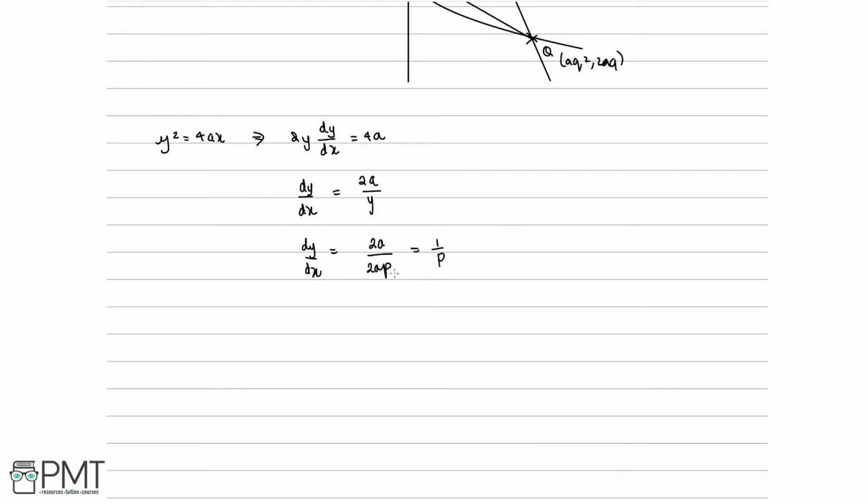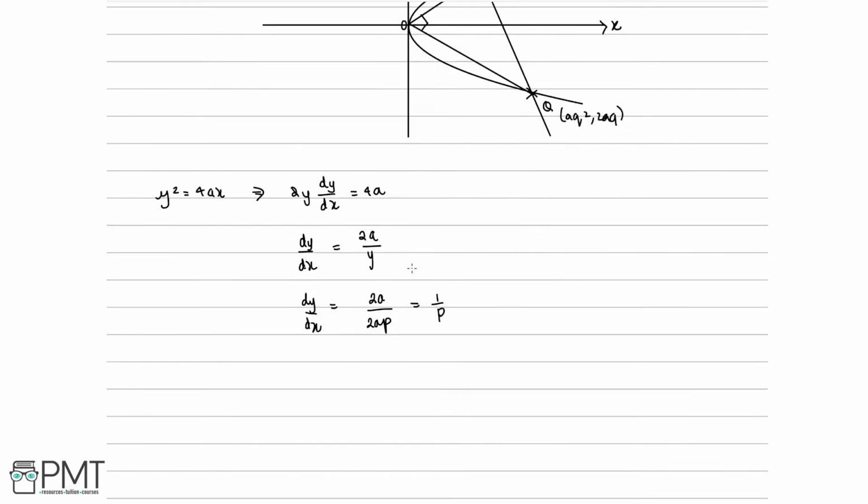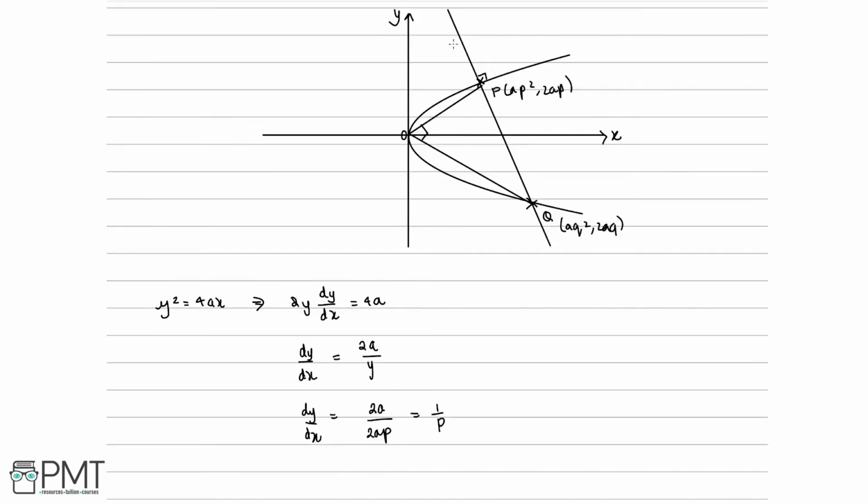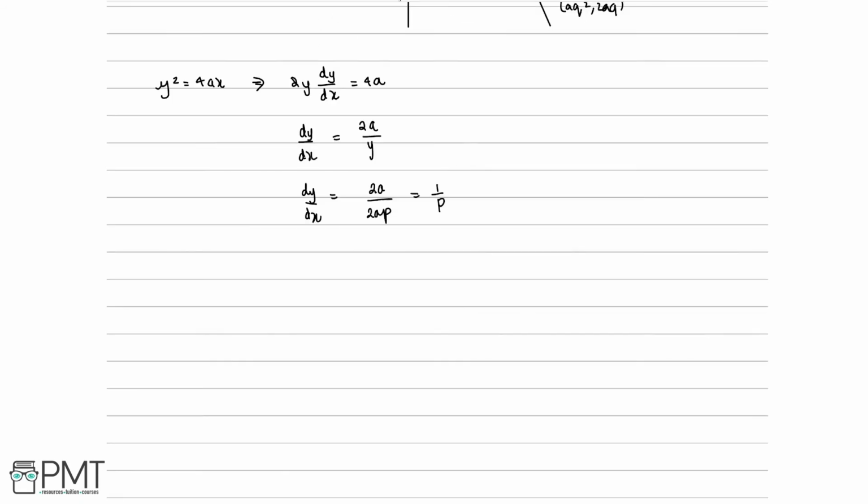Now, this is the gradient of the tangent of the parabola at the point P. So what we really found is the gradient of this line over here. But we don't want the gradient of that line, we want the normal of the parabola at the point P. Well, in order to find the normal, we just take the negative reciprocal of our gradient of the tangent. And thus, the gradient PQ is equal to minus p, because we take the negative reciprocal of 1 over p.